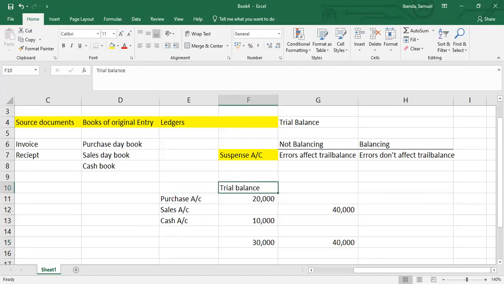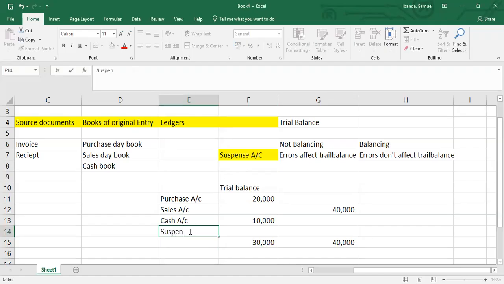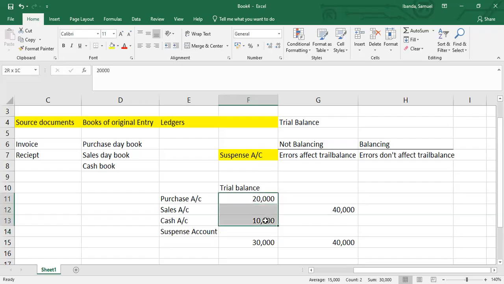Now, trial balance from its name, definitely it cannot just remain like that. So in this trial balance, we introduce what is called a suspense account. And this suspense account comes in on the side that is less. So for example, here we have 30. This is our debit side, okay?